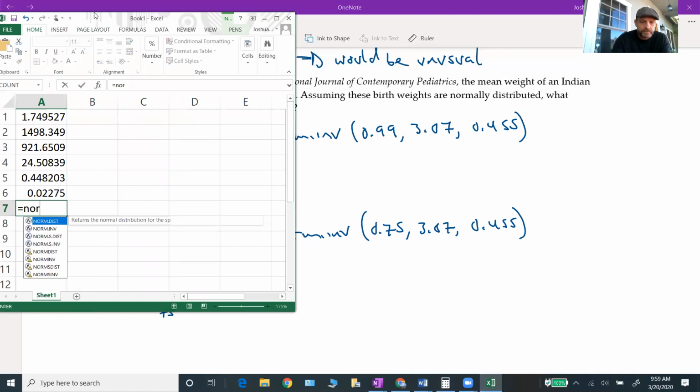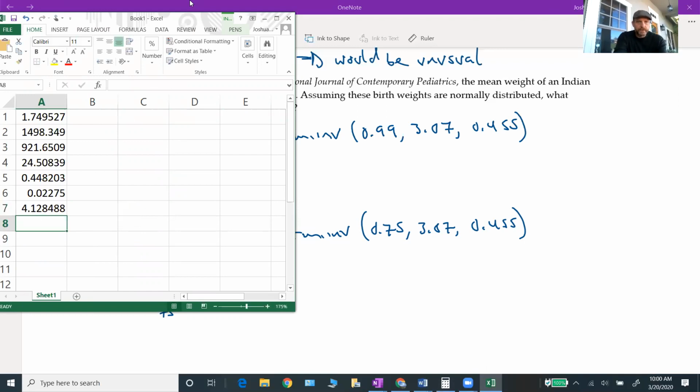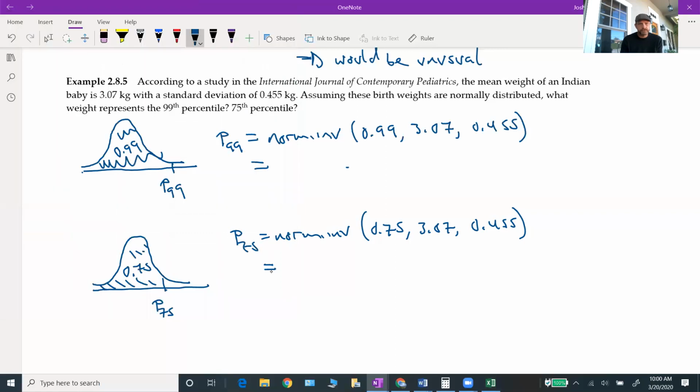And so the first one, norm inverse, let's see here, norm inverse, we get about 4.128, or 4.13 kilograms. And again, that means 99% of babies born in India weigh less than 4.13 kilograms.